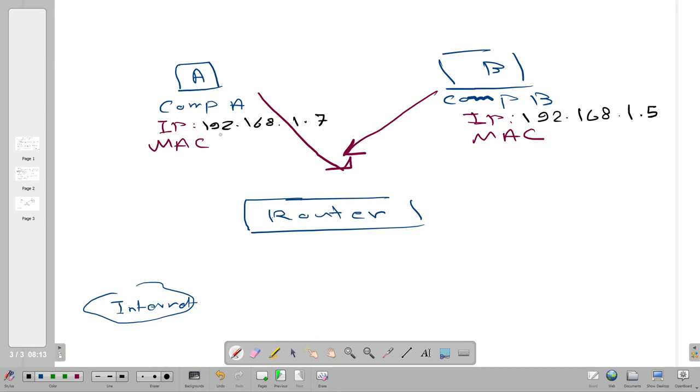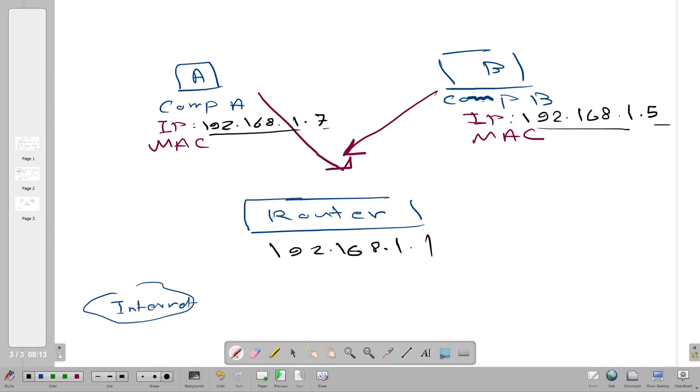Notice that both devices are on the same network. That's why you see they share the first three octets, 192.168.1, 192.168.1, and the only difference is the last octet. Here we have 7 and we have 5. This is the host part of the IP. This part is called the network part. This is called the host part. All right. Now, basically, in any IP address, the only part that changes is the host part, 7 or 5. And the router has an IP of 192.168.1.1.